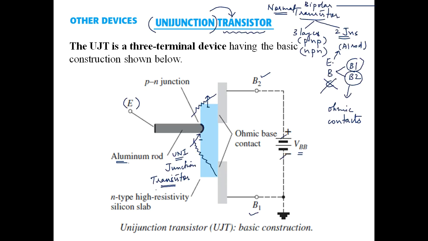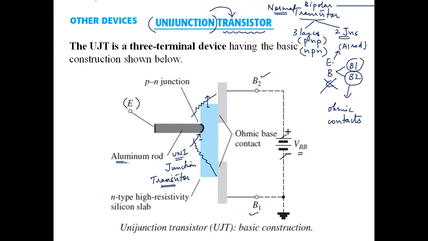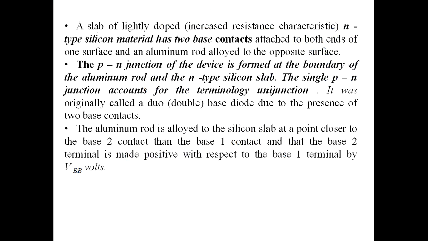Okay, so can I draw the electrical equivalent for it? Yes, students. What might be the electrical equivalent of this particular construction? We'll look at it, but before that, some more important points about this particular structure. So what are the points? A slab of lightly doped N-type silicon material has two base contacts attached to both ends of one surface and an aluminum rod. So this is what I just explained.